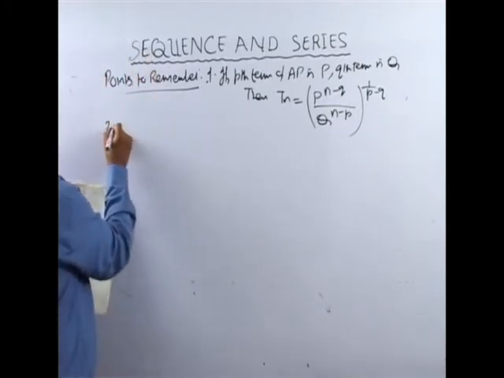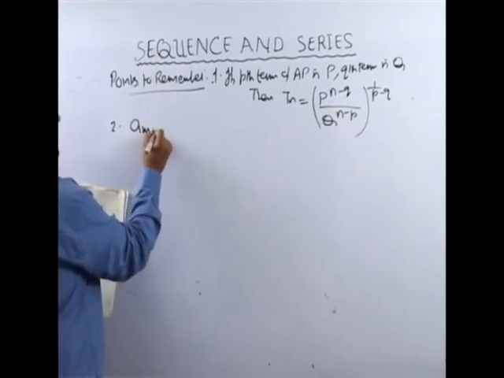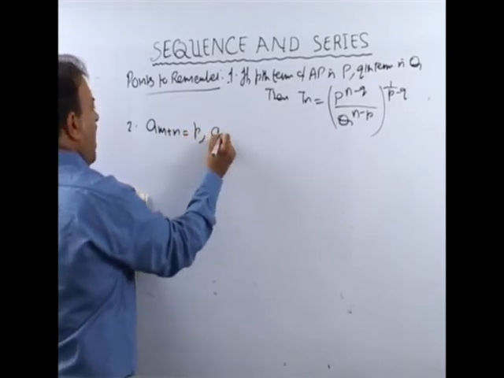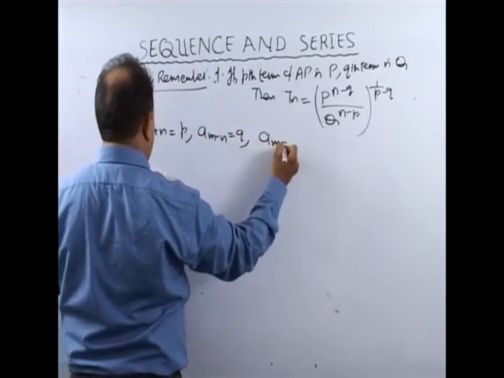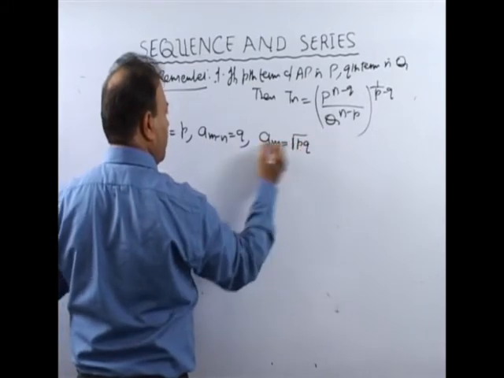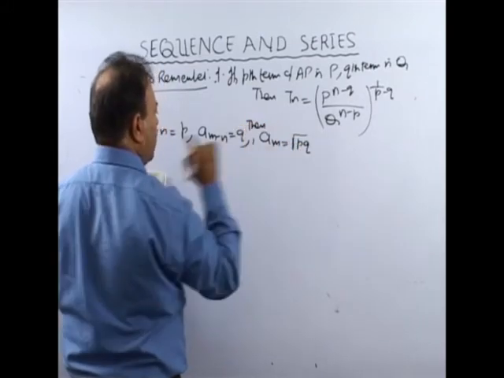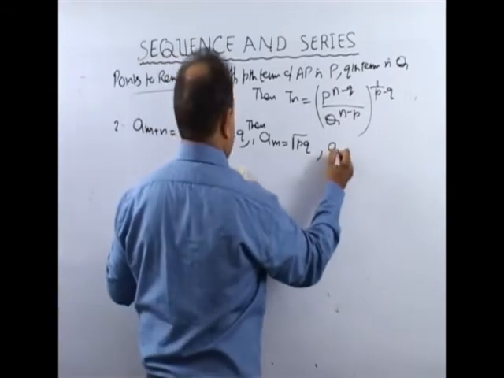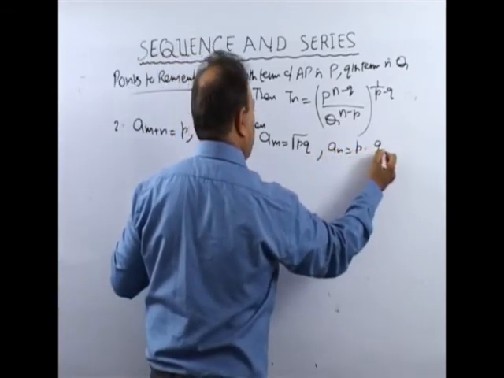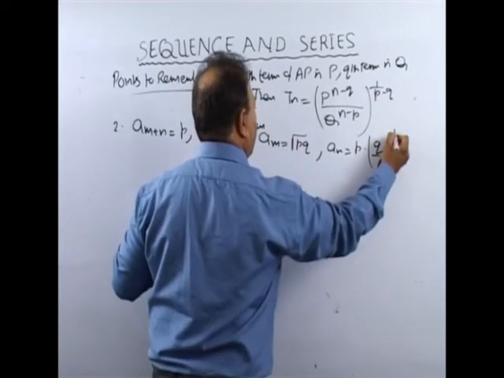It is point number 2. The m plus nth term is P, the m minus nth term is Q, and then the mth term is root of PQ. Then the mth term is root of PQ and the nth term is P into Q upon P whole power m upon 2n.